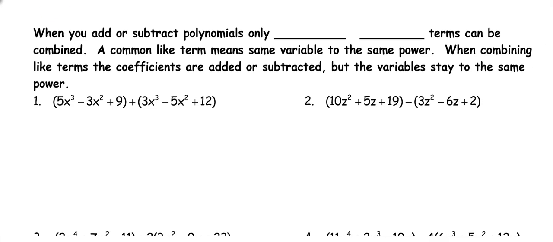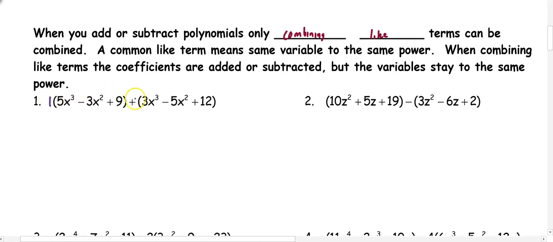Now, when we do adding and subtracting polynomials, we've kind of done this already. When you're adding and subtracting polynomials, you are only combining like terms. A common like term means that it's the same variable to the same power. So 5x squared and 3x squared would be an example. When you combine like terms, the coefficients are added and subtracted, but the variables stay to the same power or degree. So in number 1, to get rid of the parentheses, we need to see if there's anything to distribute.